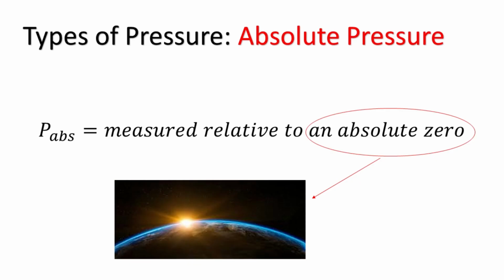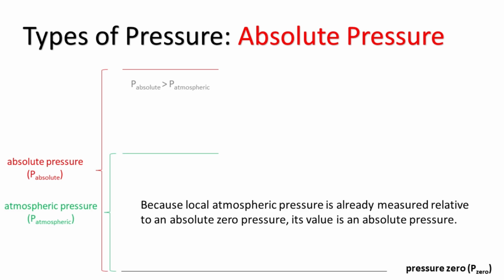First, the absolute pressure. The absolute pressure is measured relative to an absolute zero pressure or a perfect vacuum. For example, the outer space can be viewed as having an absolute zero pressure. Because local atmospheric pressure is measured relative to the pressure in the outer space, when we say that the local atmospheric pressure at the summit of Mt. Everest is 35.6 kilopascals, we are referring to its absolute pressure value.